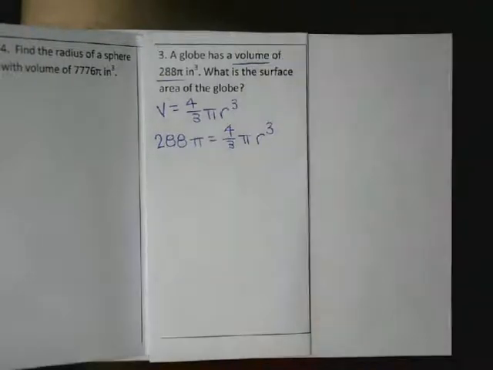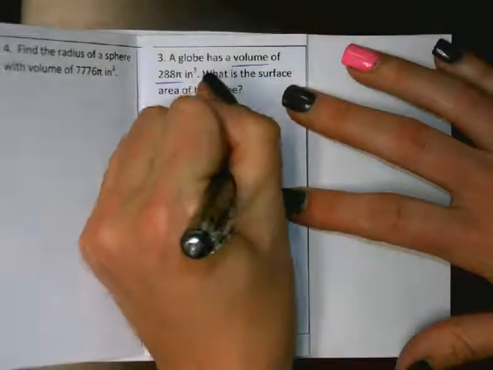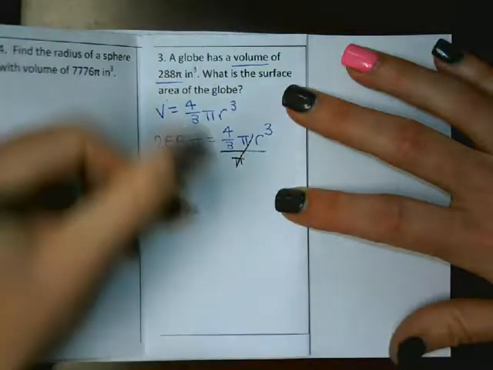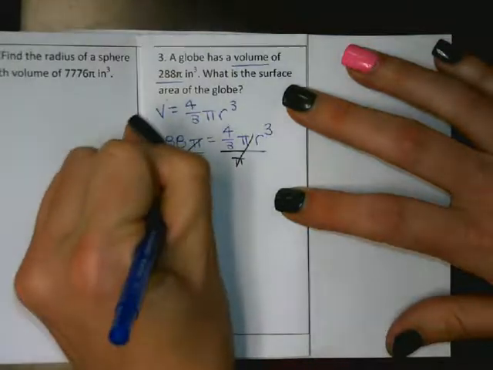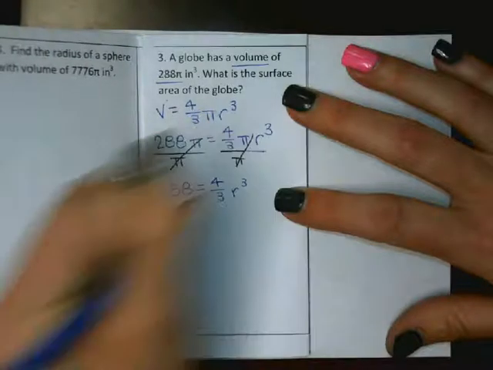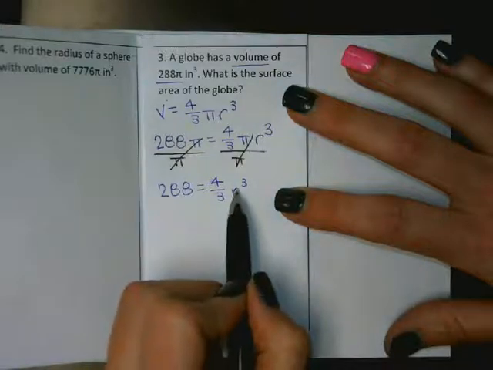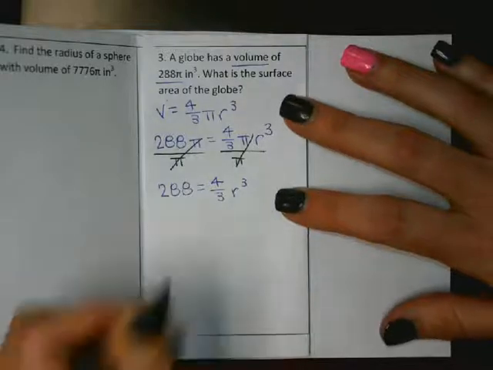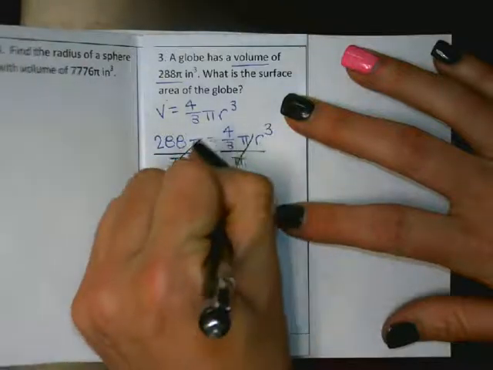First thing I'm going to do is cancel out my pi's. So I can divide both sides by pi. These two pi's cancel. These two pi's cancel. And I'm left with something a little bit simpler. So 288 equals 4/3 r cubed. My goal is still to get the r alone. So however you like to clean this up, that's going to be up to you. But since I know this is 4/3 times r, I can divide by 4/3.